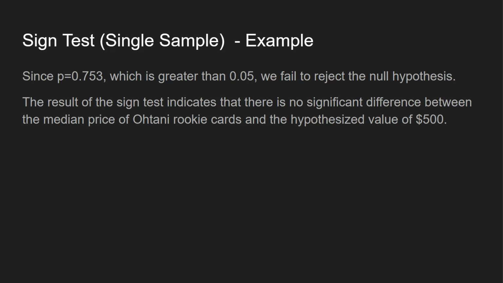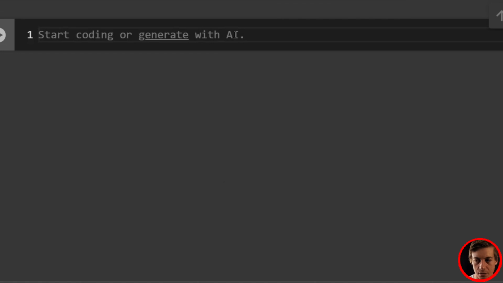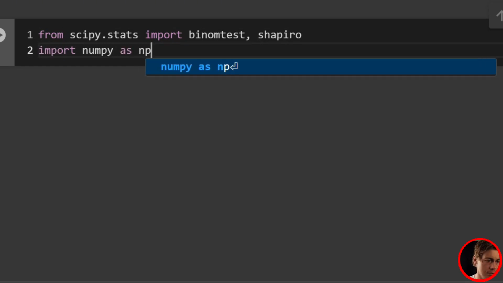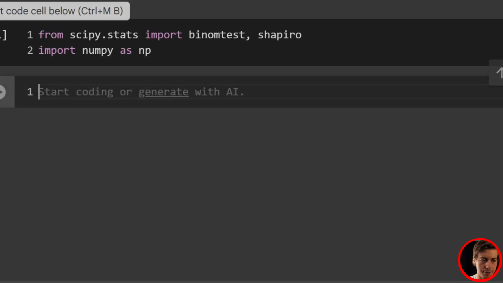So with this background out of the way, I think we're ready to start coding. So grab your notebook and let's start writing some Python. All right, so let's get started. We're going to say from scipy.stats import binomtest and also shapiro, and then import numpy as np. And then after that, we're going to set our alpha value for the video. So alpha equals 0.05.